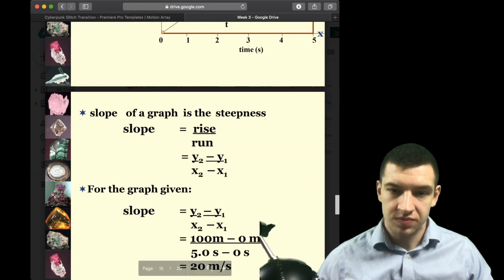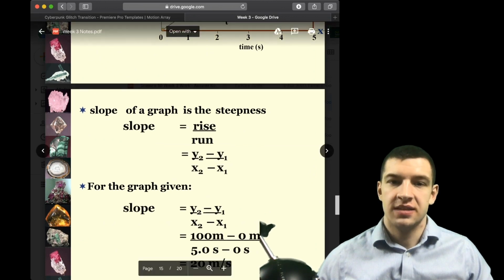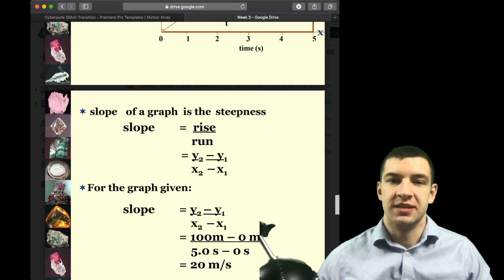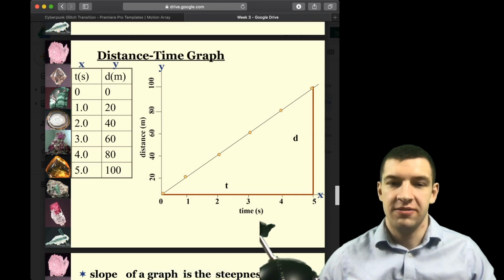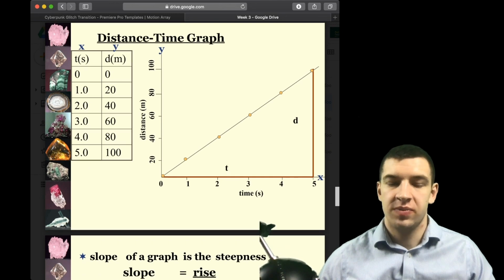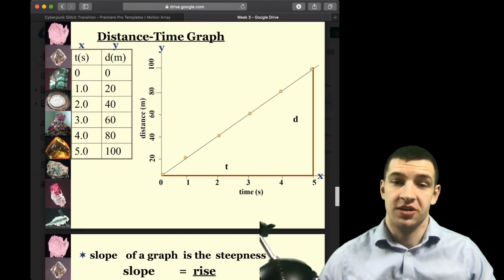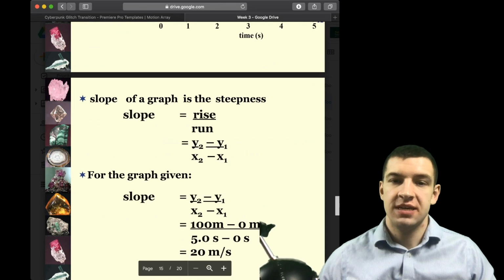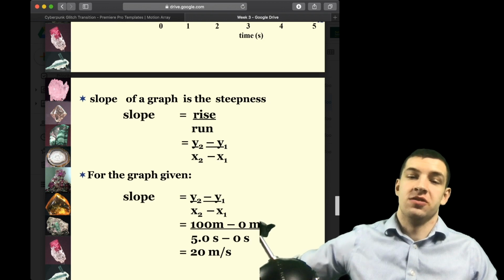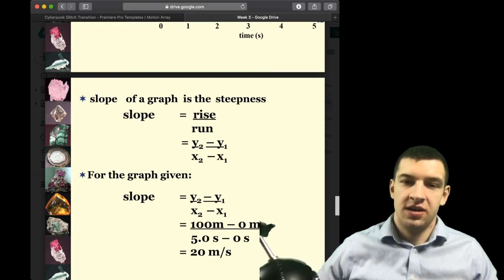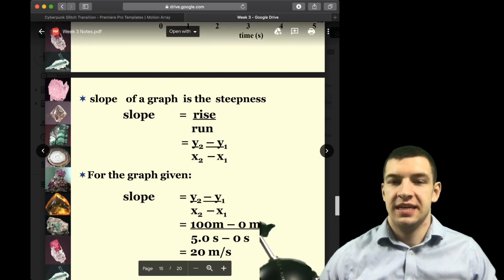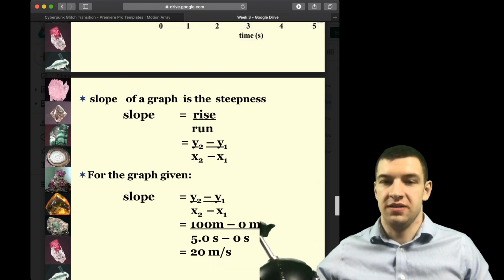So the slope of the graph is the steepness. So this is a pretty 45-degree angle. It's not too steep, but it's not that flat anyway. But we're just trying to figure out the slope, and the slope is how much things are changing over time, right? So slope is equal to rise over run. And that's calculated. The rise is how much it goes up, and the run is how much it's going to the right.